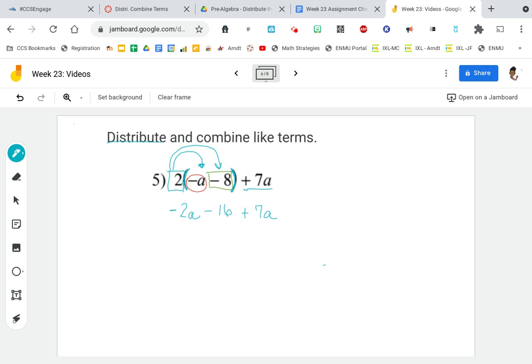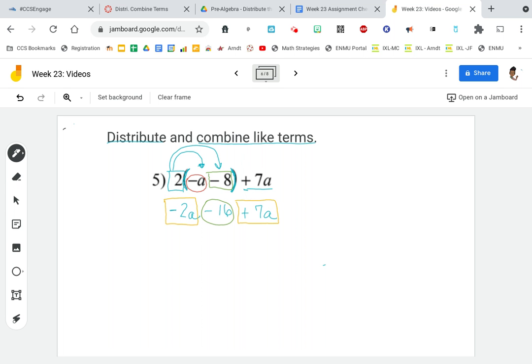So now that I'm done distributing, I am going to see if I can combine like terms. Well, let me look for like terms. I noticed that this negative 2 has an a beside it. And then I noticed the last term, that positive 7 has an a beside it. So those are like terms. And then in the middle, I just have poor little negative 16 who has no one to combine with, and that's okay. So I'm going to combine my terms that have a variable a.